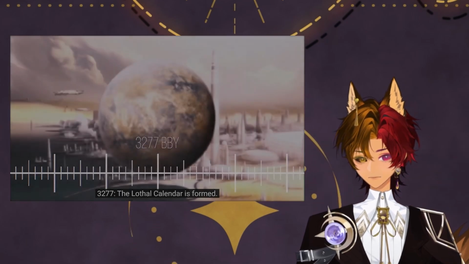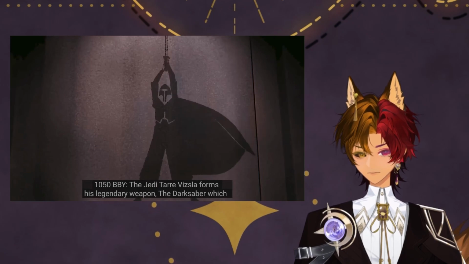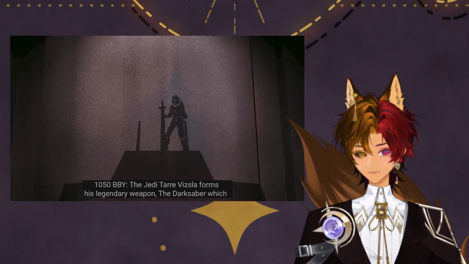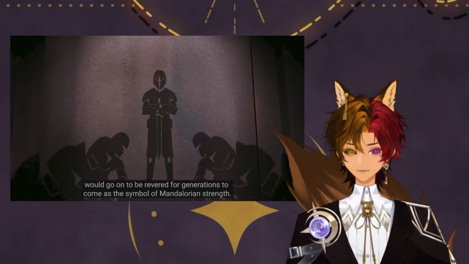3277 BBY. The Lothal calendar is formed. 1050 BBY. The Jedi Tarre Vizsla forms his legendary weapon, the Darksaber, which would go on to be revered for generations to come as the symbol of Mandalorian strength.